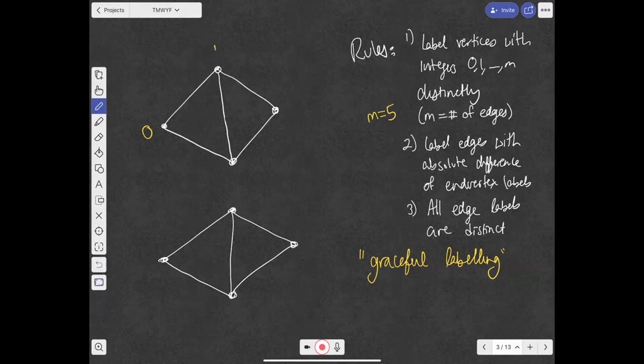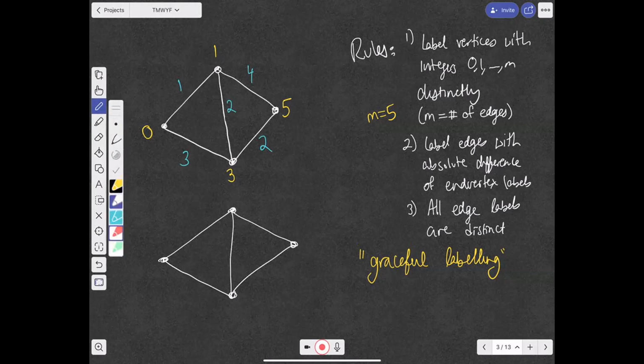So let's suppose we try something like this. If we label the vertices 0, 1, 3, and 5, then let's see what happens with the edges. We just have to subtract. So 1 minus 0 is 1, 5 minus 1 is 4, 3 minus 0 is 3, and then these are both 2, 3 minus 1 and 5 minus 3. This is a problem, right? One of the conditions, condition 3, is that all the edge labels are distinct, but these are both 2, and that's bad.